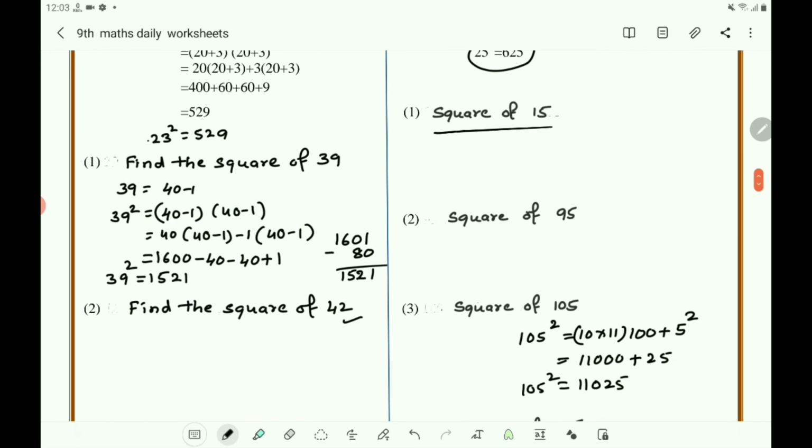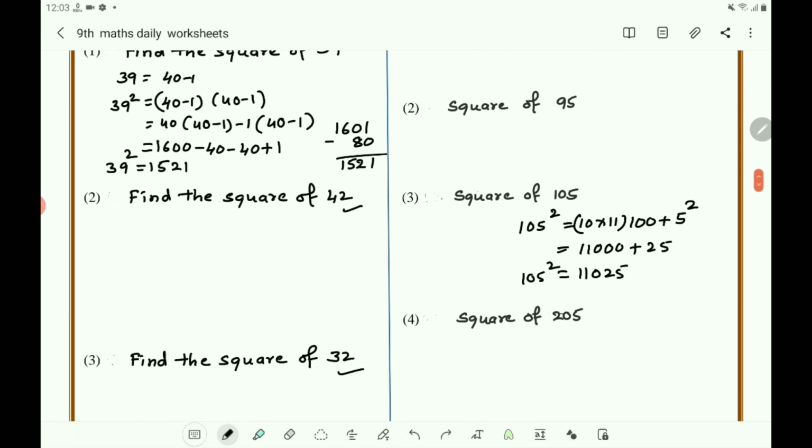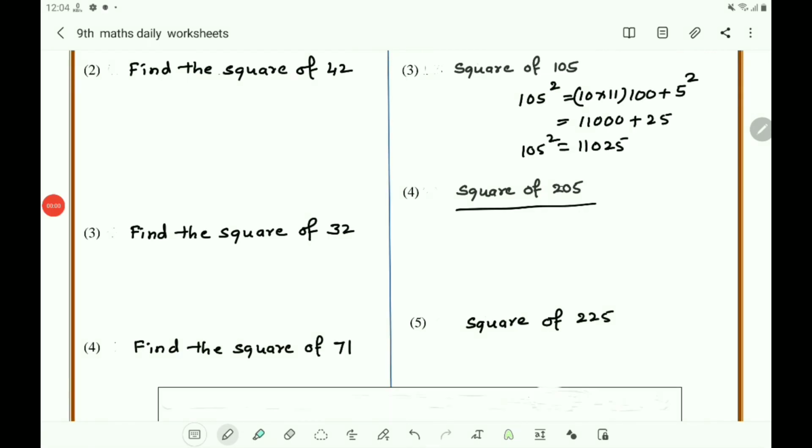So by using these hints, find the square of 15, find the square of 95, and find the square of 200. Find the square of 205 and find the square of 225.